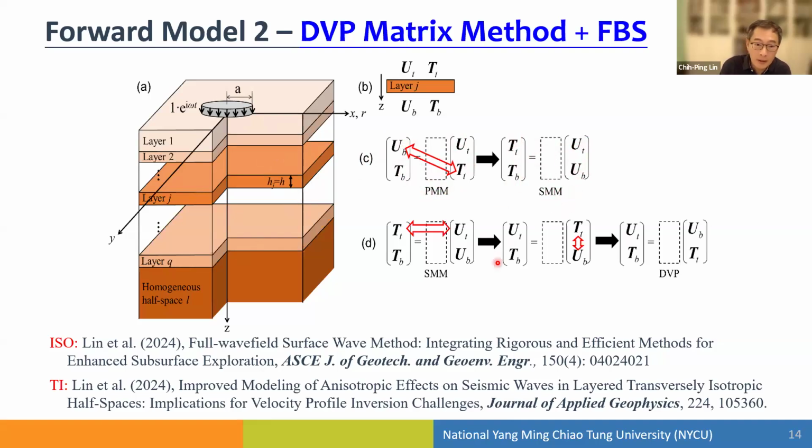A few years ago, Professor Pan proposed this dual variable and position method, which is to permute these terms. So we put the traction at the top, displacement at the top, traction at the bottom, and displacement at the bottom in a different order, since these different quantities have different orders of magnitude. By this permutation, we have proven that it's unconditionally stable. It's a very stable computation, so this is an alternative.